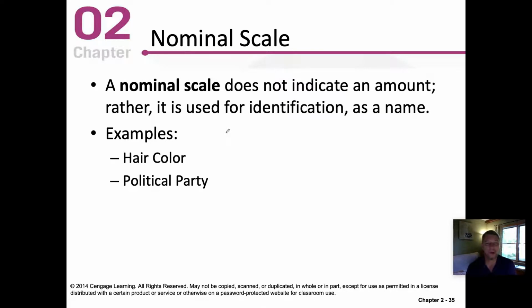So if you are blonde, you'd be assigned the number 1. If you are a redhead, you'd be assigned the number 2. If you are a brunette, you'd be assigned the number 3, and so on. It's just a name. And the political party example I gave you a little while ago: if you're a Republican, you're number 1. If you're a Democrat, you're number 2. If you're a conservative, you're number 3, and so on. So the numbers associated with these measurements don't really indicate an amount. They're just names, and that's where the word nominal actually comes from.